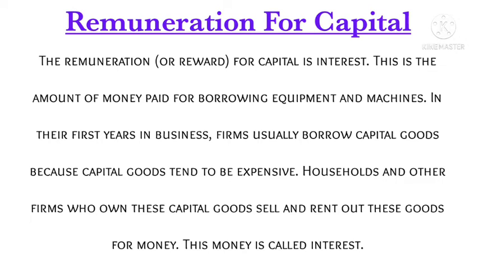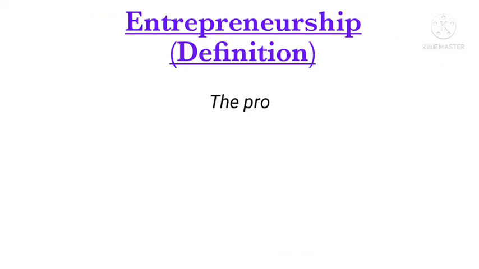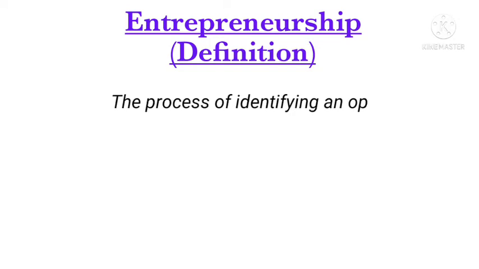For firms who own these goods, these are assets that they can sell or rent out to make money. This money is then called interest. But something is missing here. Who came up with all this? The last and probably the most important factor is entrepreneurship.